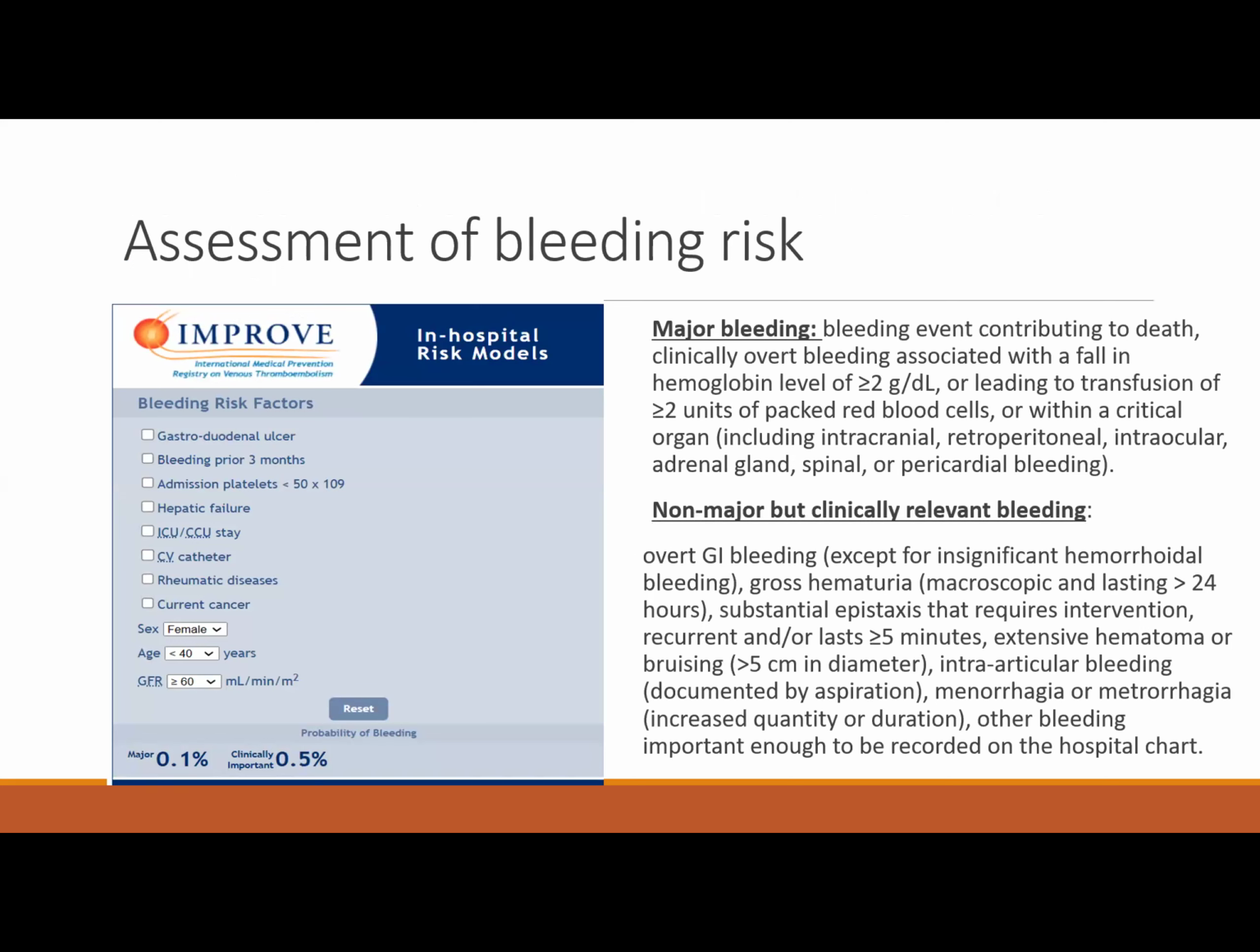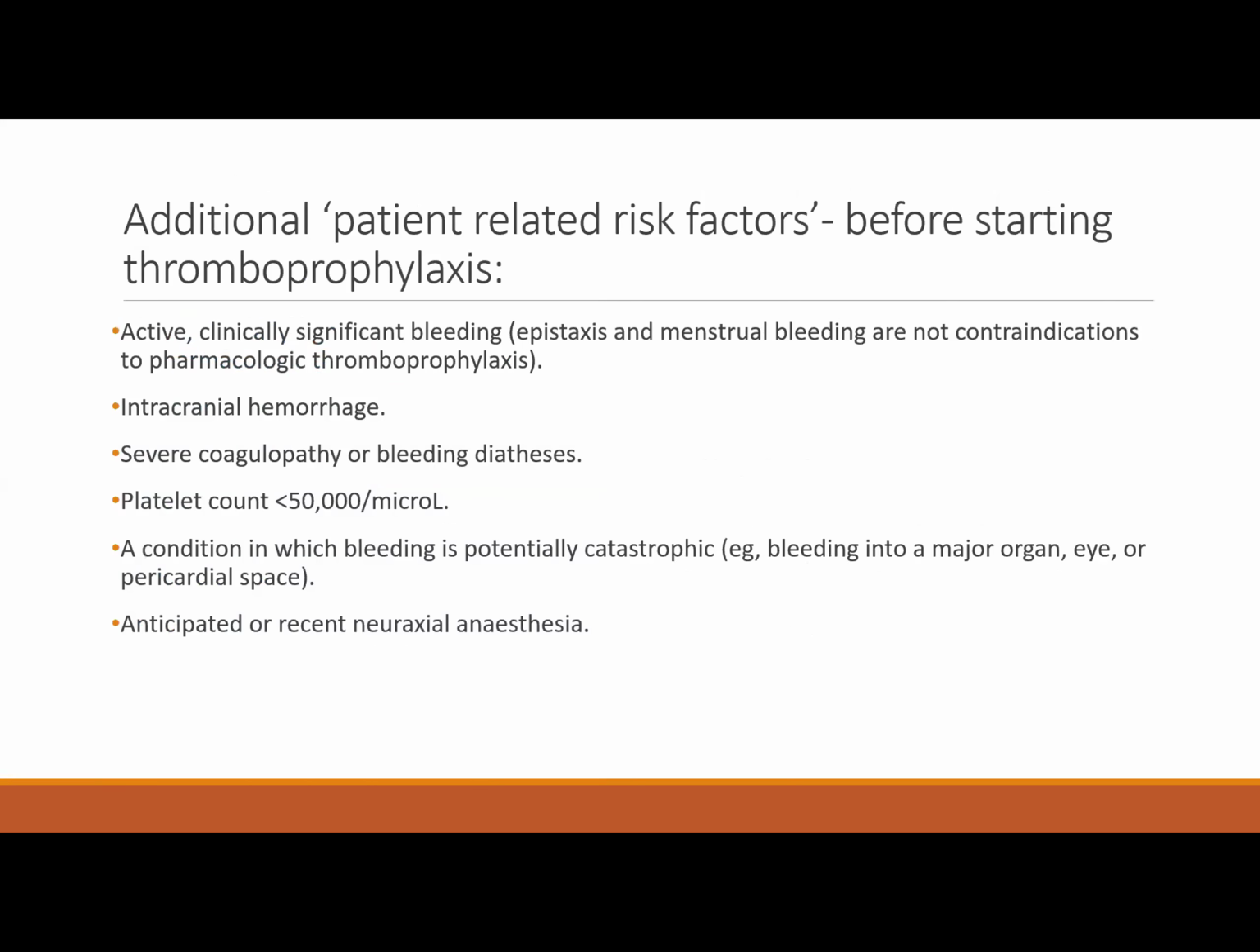We come to the assessment of the bleeding risk. The bleeding risk is given by the IMPROVE risk assessment model, which gives us a probability of major bleeding and also clinically relevant bleeding. Major bleeding was defined as a drop in hemoglobin of more than 2, or a requirement of more than 2 packs of red cells, or exsanguinating hemorrhage, or bleeding into one of the critical areas. Now we know about the bleeding risk.